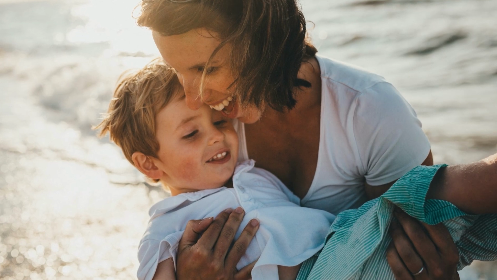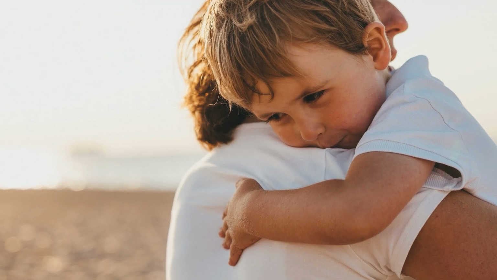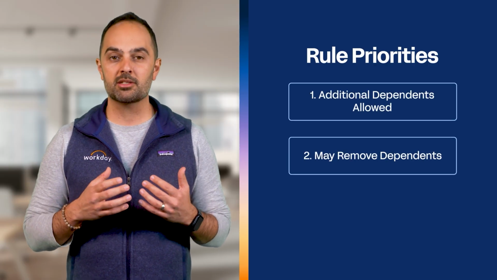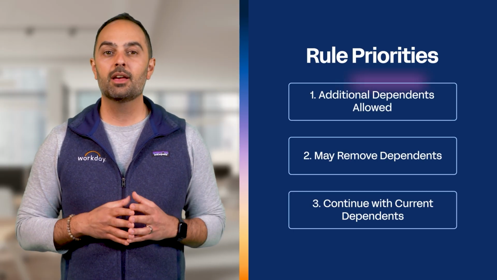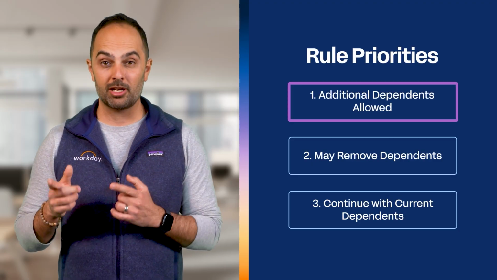Consider another example. I have one event that allows me to add additional dependents, and a second event that only allows me to continue with current dependents. Workday applies rule priorities to process the event. As a result, the hybrid event will allow me to add additional dependents because that rule takes priority.